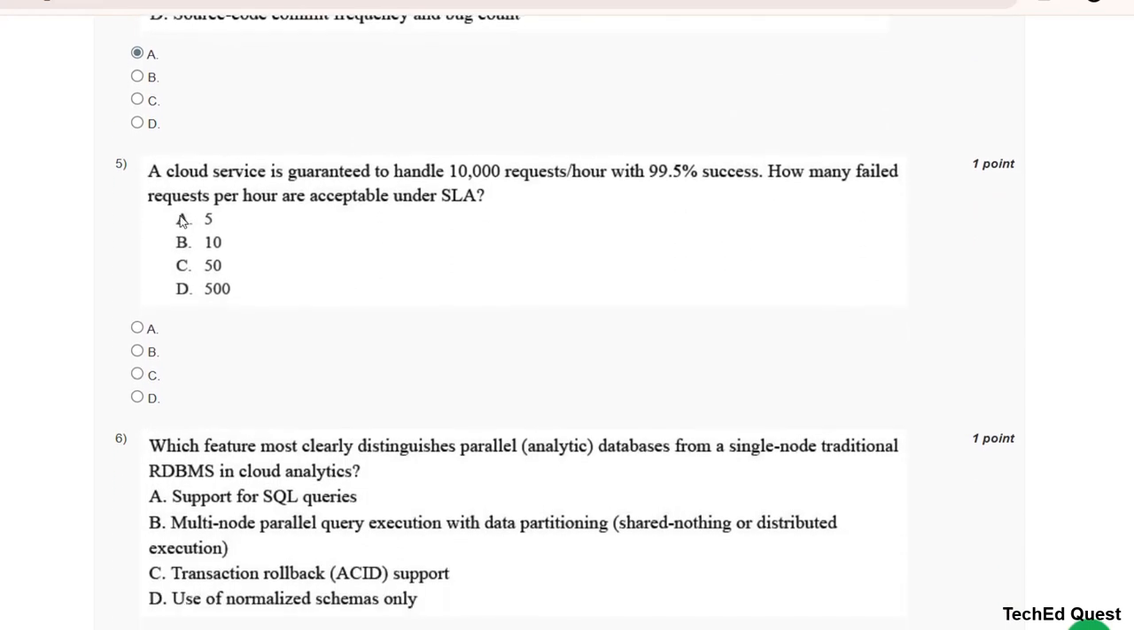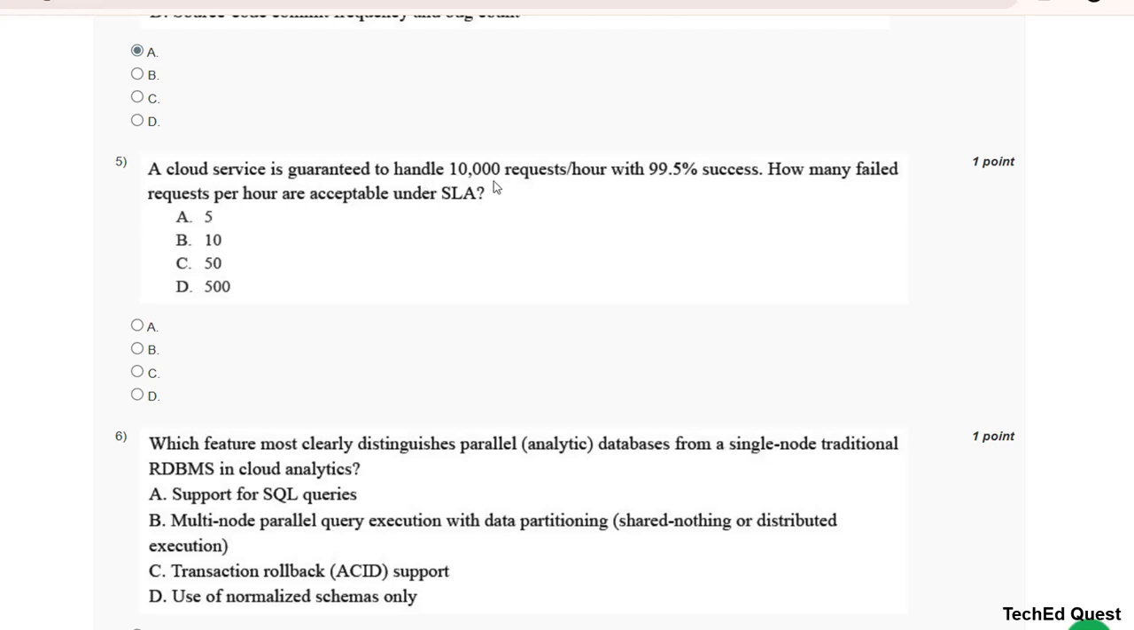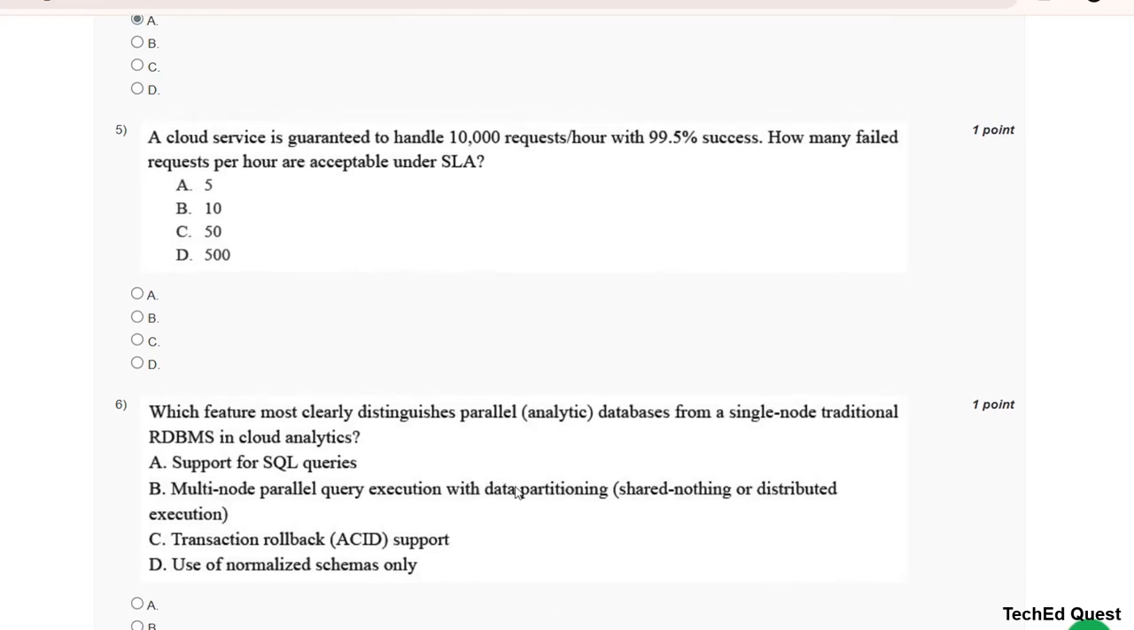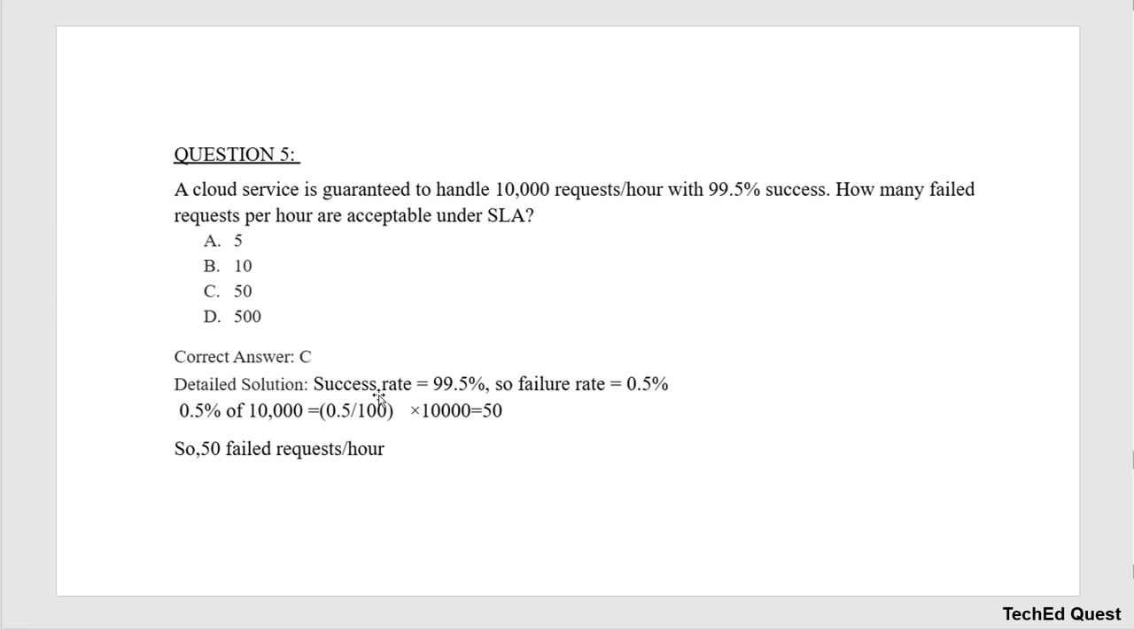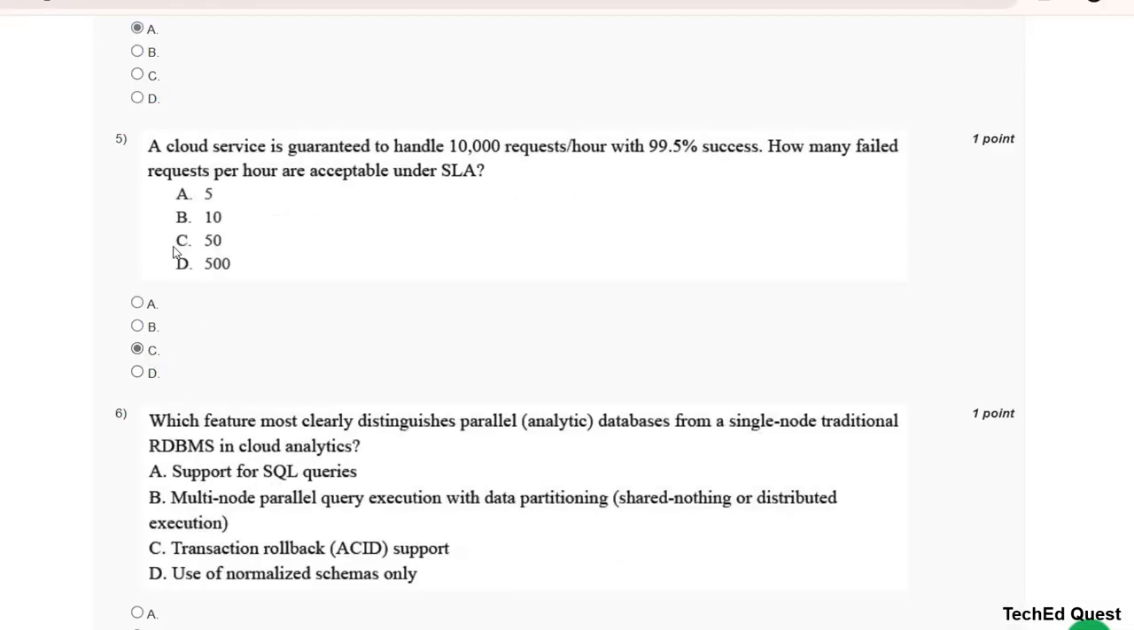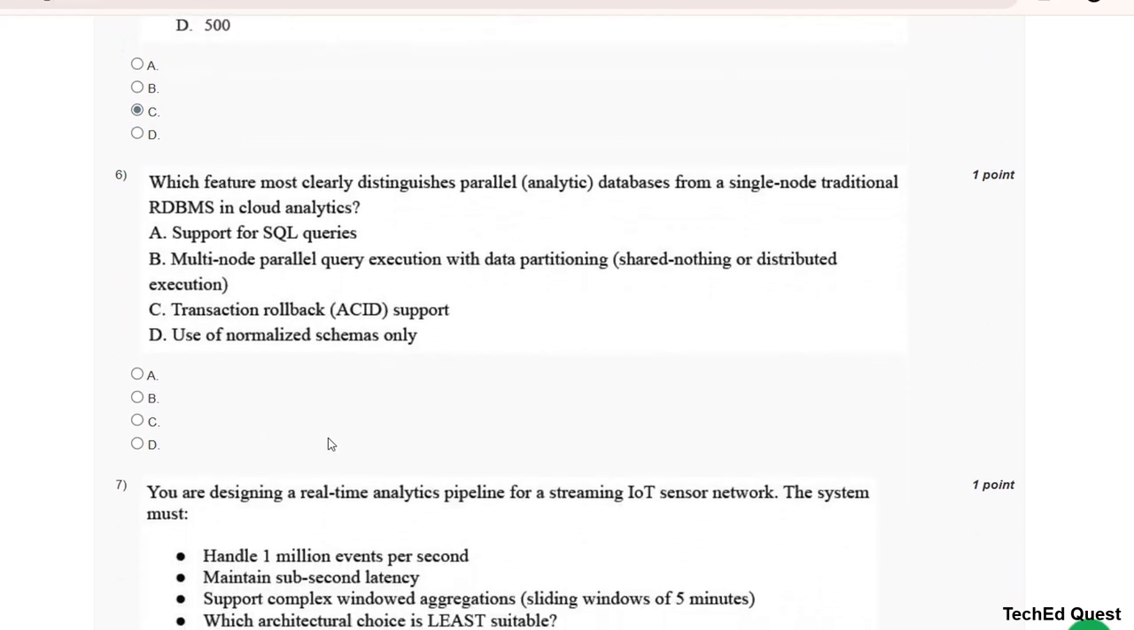Now move to the fifth question. A cloud service is guaranteed to handle 10,000 requests per hour with 99.5% success. How many failed requests per hour are expected under SLA? So to calculate the answer of this question, we have a success rate of 99.5%. So failure rate is 0.5%. To calculate the failed requests per hour, we will take 0.5% of total requests, which is 10,000. So the final outcome will come to 50 requests. So 50 failed requests per hour. So correct answer for this question is C. 50 requests.